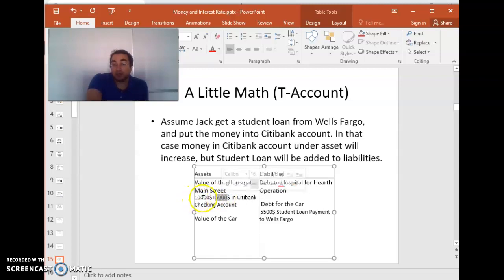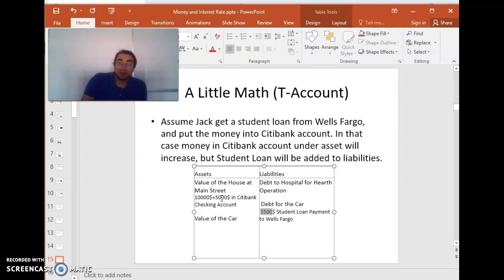So in general, we will have $15,000 in the Citibank. So also Jack will have a $5,500 student loan payment to Wells Fargo. Of course, we might say, why would he get this $500 additional payment to get just a $5,000 loan, which needs to be also paid anyway.